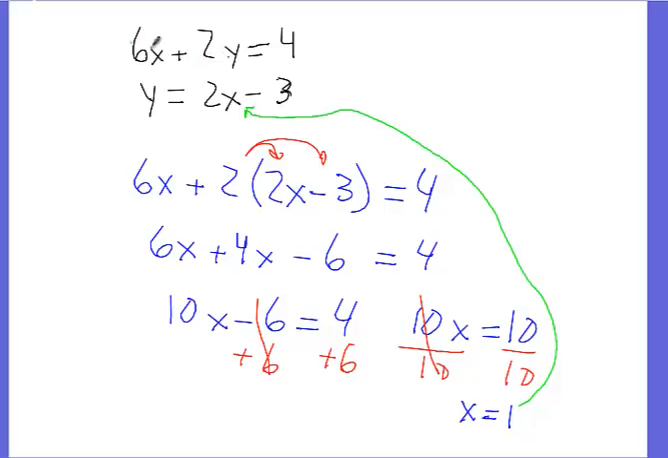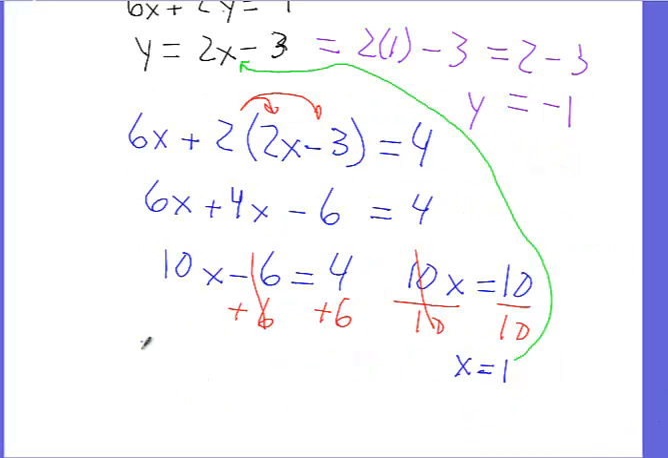I'm going to pick the bottom equation since y is all by itself, but it doesn't matter. You could substitute in here or down here. You get the same thing. All right, so when we substitute 1 in for x, it's going to become 2 times 1 minus 3 equals 2 minus 3, which is equal to a negative 1. Okay, so we know that y equals negative 1.